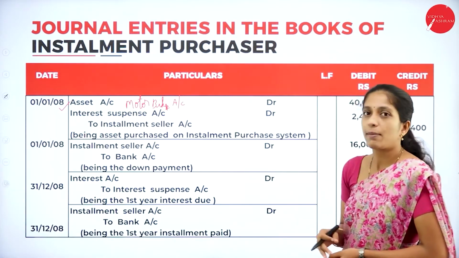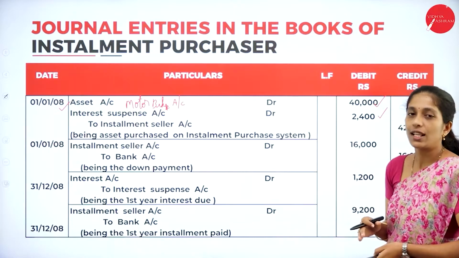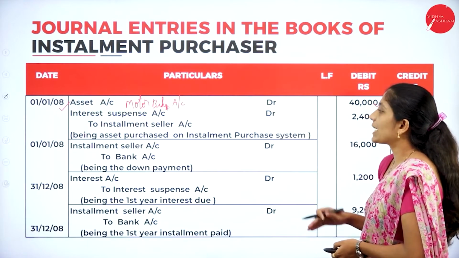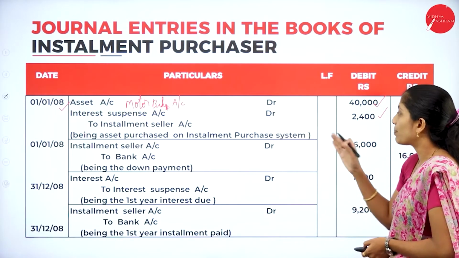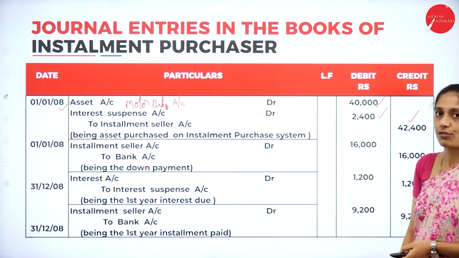Next, to installment seller account. So who is the installment seller in this question? That is Hero Honda, right? So to installment seller account, being asset purchased on installment purchase system. If you add these two, you will get 42,400.